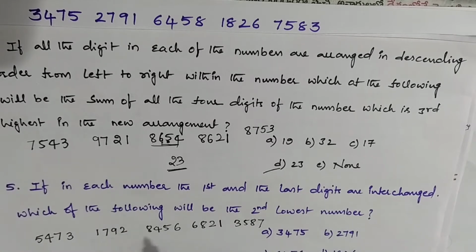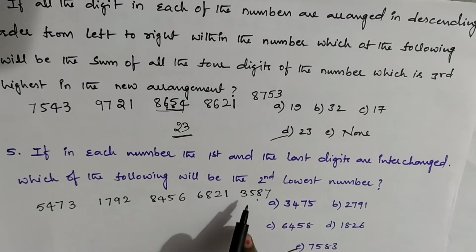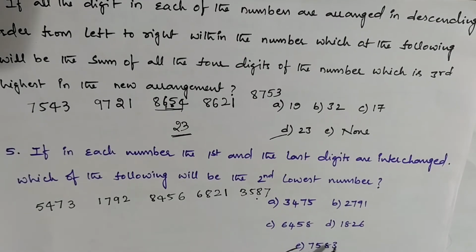First lowest and second lowest. 3, 5, 8, 7. Second lowest number is 3, 5, 8, 7. That is 7, 5, 8, 3. E is the right answer.